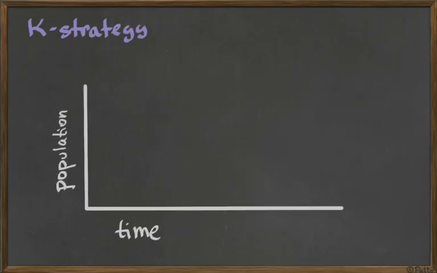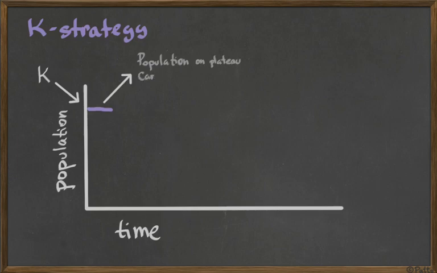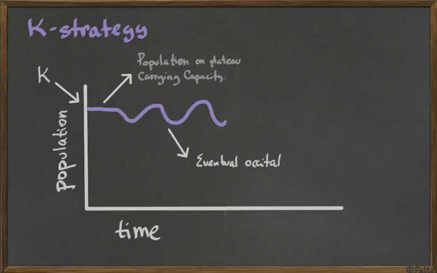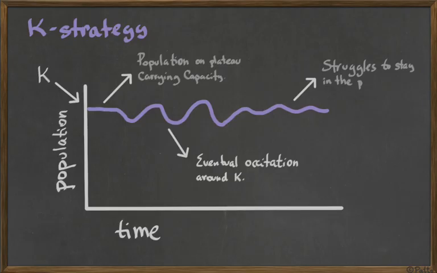So putting it all together, this is the idea here. Population is around the plateau on the carrying capacity. Then it oscillates, now maybe going a little bit up, a little bit down. You have an eventual oscillation, but the population stays there, struggling to stay in the plateau. This is the K strategist.